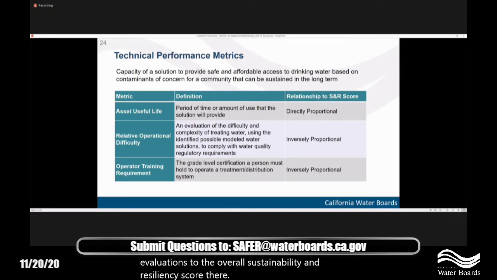In terms of the relationship of the metric evaluations to the overall sustainability and resiliency score, they are primarily defined by the impact that the complexity of a solution's technical requirements have on its sustainability and resiliency. That is why relative operational difficulty and operator training requirements are considered to be inversely proportional to sustainability and resiliency, since the thinking goes that more complicated treatment systems and the associated higher operator certification required increases the probability of system failure, which detracts from a system's long-term effectiveness. Again, this is a case where a higher score for relative operational difficulty and a higher score for operator training requirement correspond to an overall lower sustainability and resiliency score.